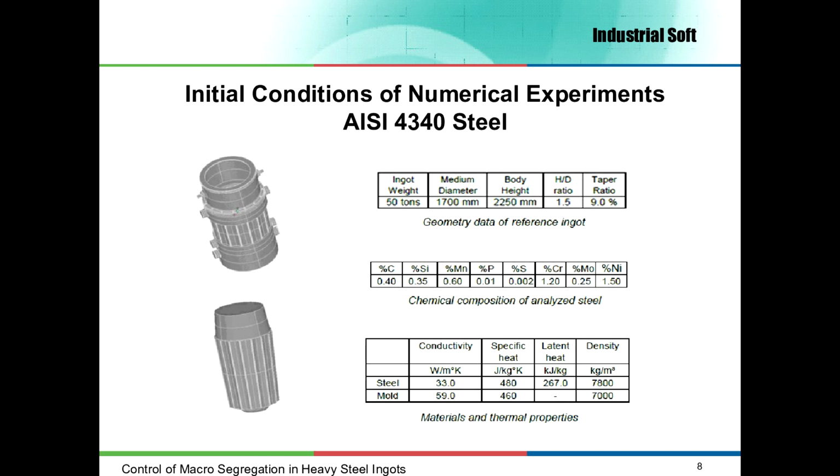Here is an example of a typical mold assembly and ingot taken as input data for the solidification simulation software. In the first table is the geometry data of the analyzed ingot. Here, the H/D ratio is defined as the ratio between body height and medium diameter. The ingot taper is defined as the ratio between the difference of diameters at top and bottom and the height of the body. In the next table is the chemical composition of the steel I took to calculate the critical value alpha, and in the last table are the thermophysical data of the analyzed system.